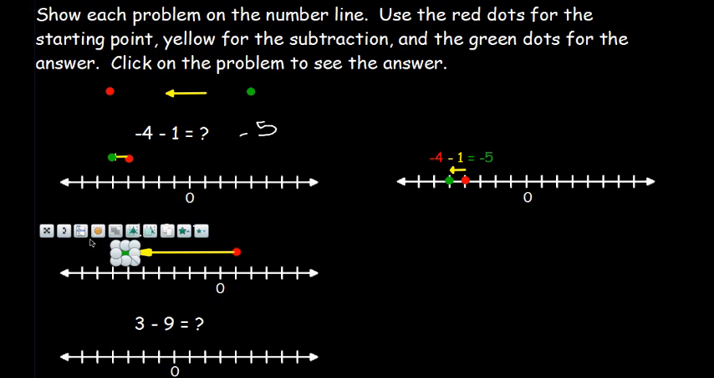Okay, ends up on negative 7. So 1, 2, 3, 4, 5, 6. We didn't go far enough. 7. Alright, negative 7.